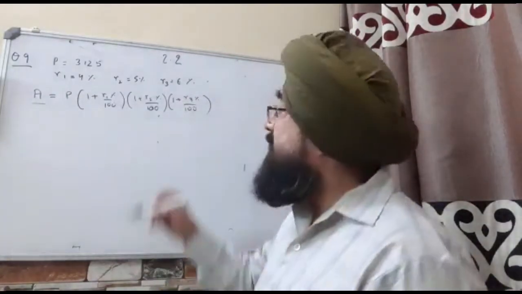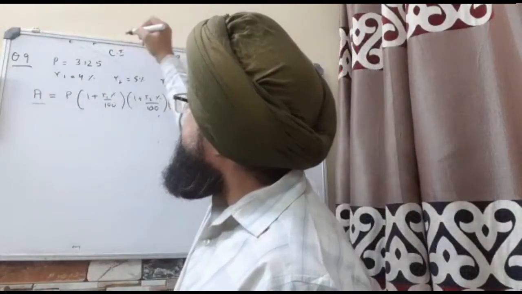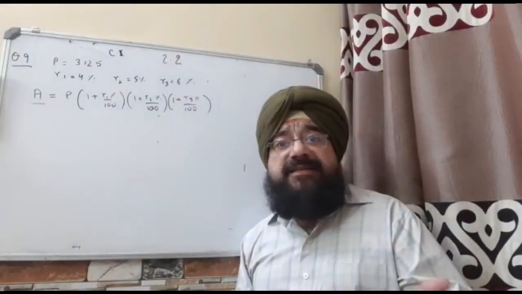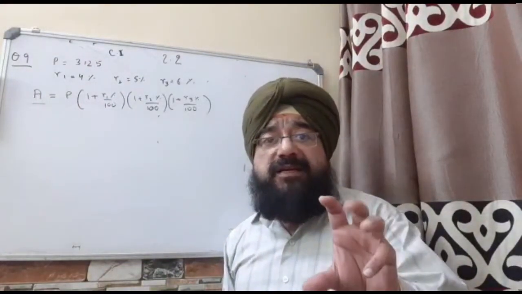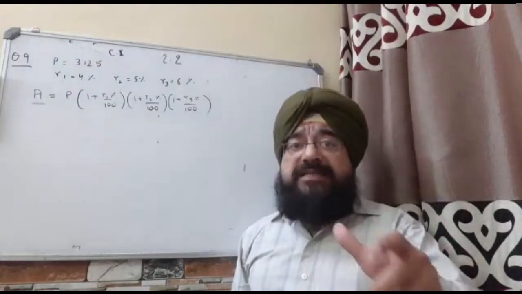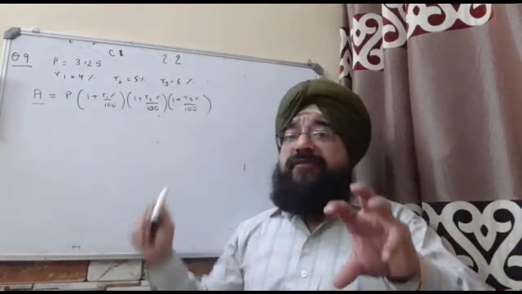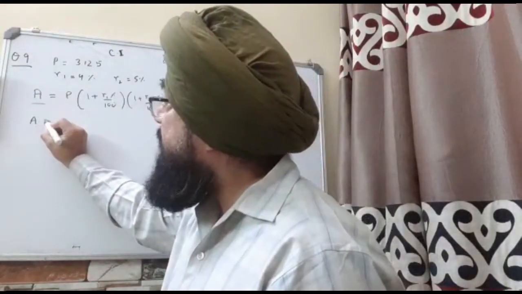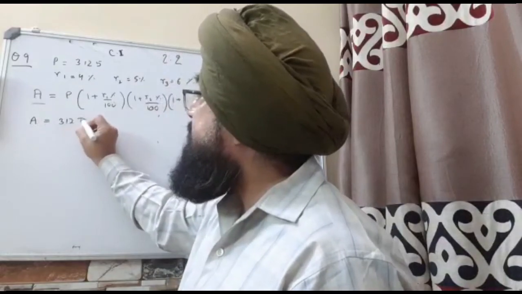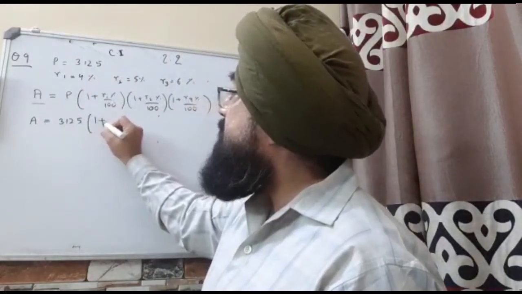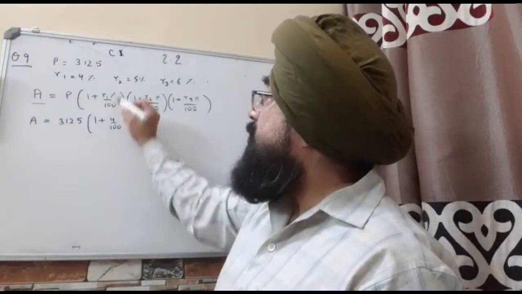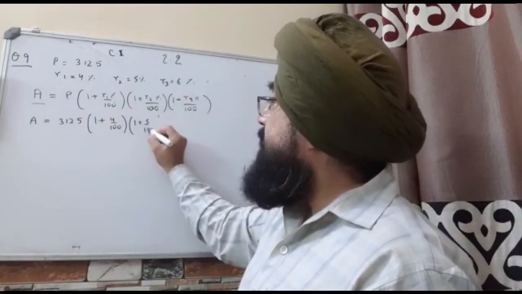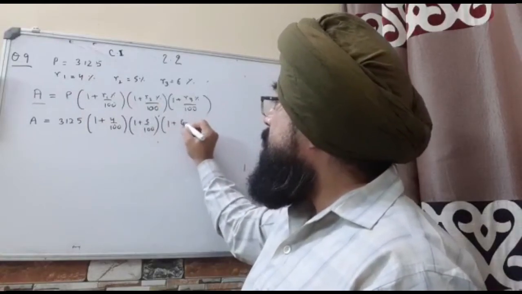So very clearly suggested again by Jishan, he says that by A we can calculate CI, CI being equal to A minus P. So once we have P and we calculate A using this formula, we can find CI by A minus P. So we are now in the process of finding A, which is 3125, as P is 3125, in the bracket 1 plus 4 upon 100. Why? Because first rate is 4 percent. In the bracket 1 plus 5 upon 100 and in the bracket 1 plus 6 upon 100.